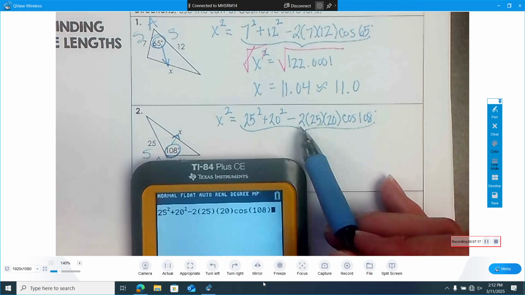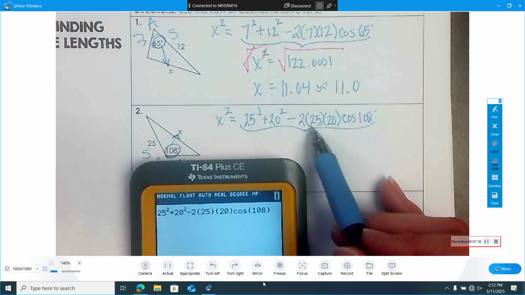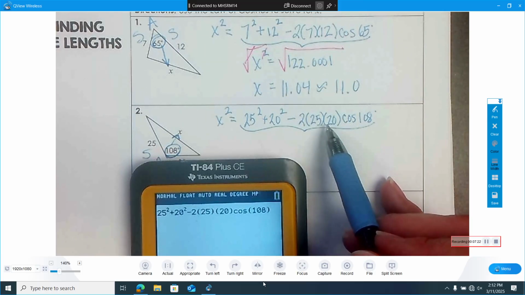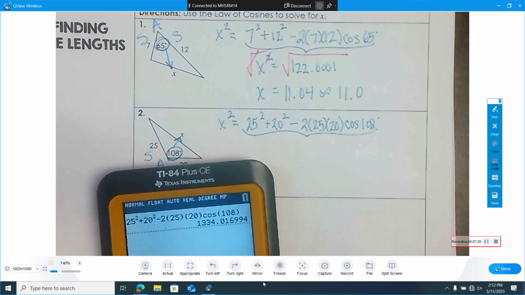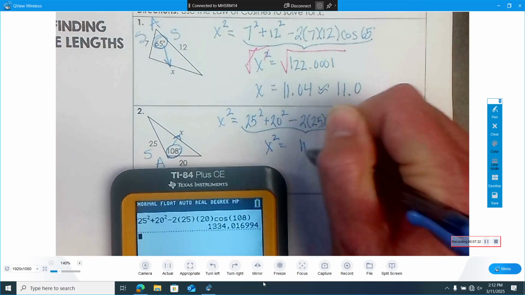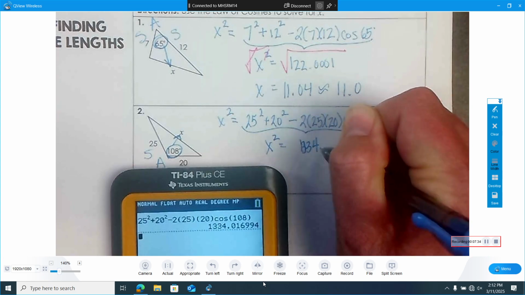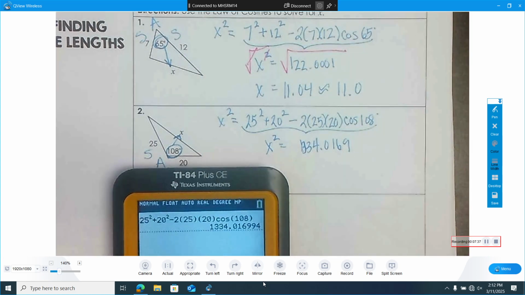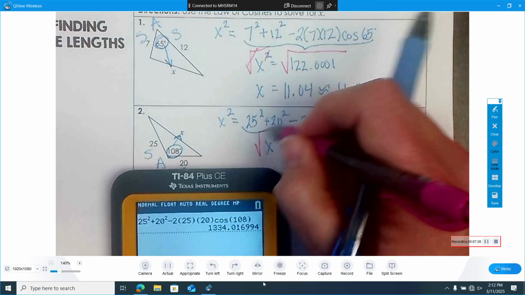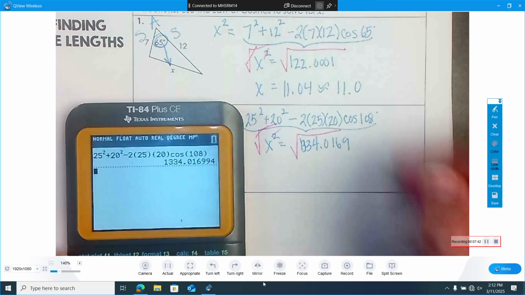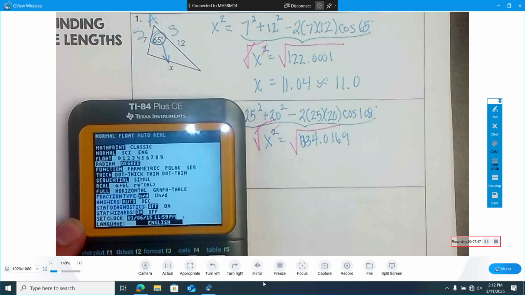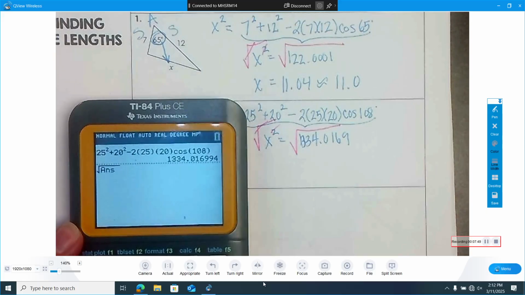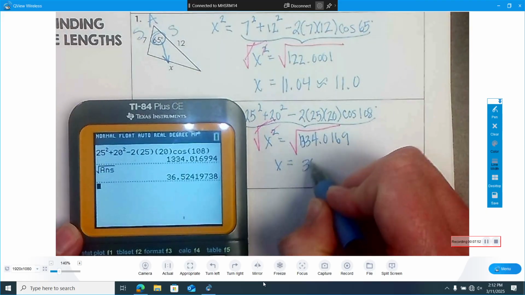Does it matter the product here? If I did 2 times 20 times 25, does that matter? No. Again, that multiplication is commutative, so the order of those numbers, you're still going to get the same thing. All right, so we get x squared equals 1334.0169. And then what do we need to do? Square root both sides. So square root of the answer, and we get 36.5.